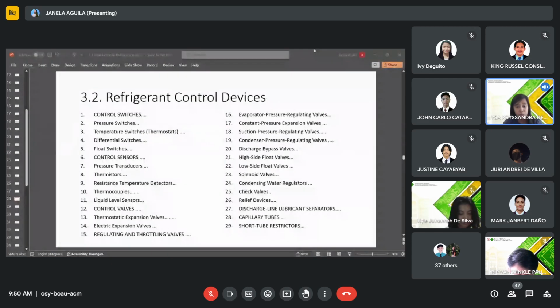Temperature switches or thermostats are necessary for precise temperature control, energy economy, user comfort, and overall system stability in refrigeration applications. Thus, when thermostats are combined with control switches, they provide a comprehensive control system that ensures the refrigeration system runs effectively while also providing a controlled environment. Followed by the differential switches.